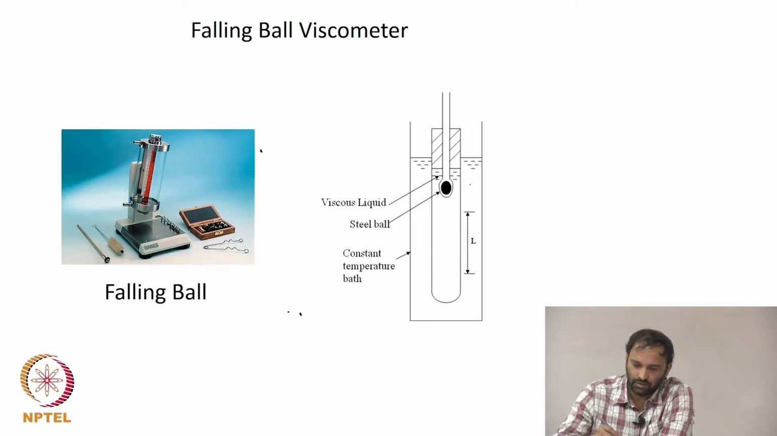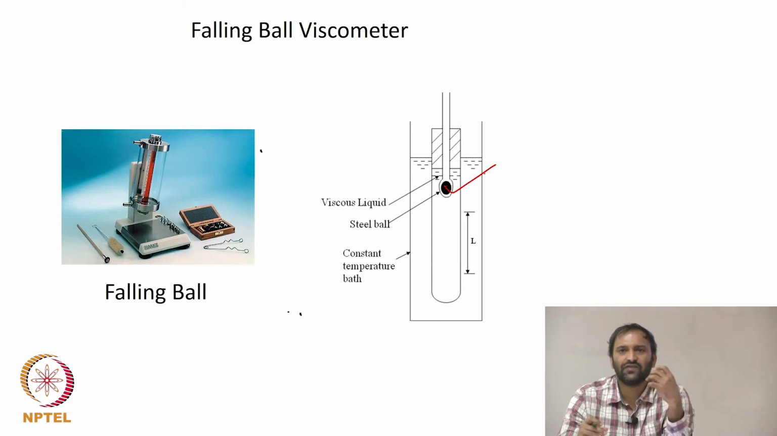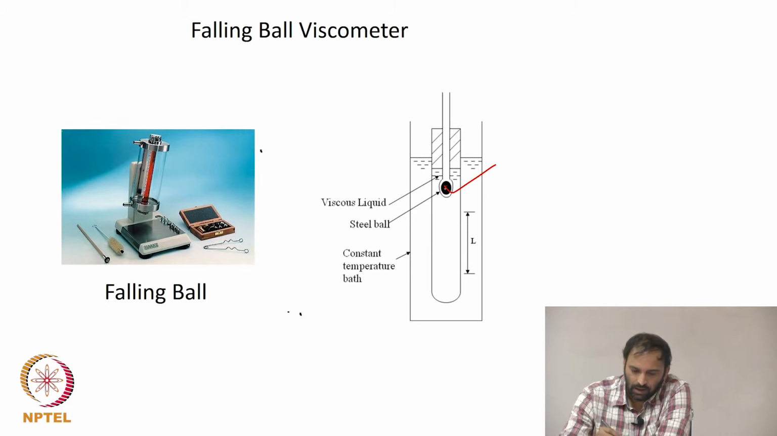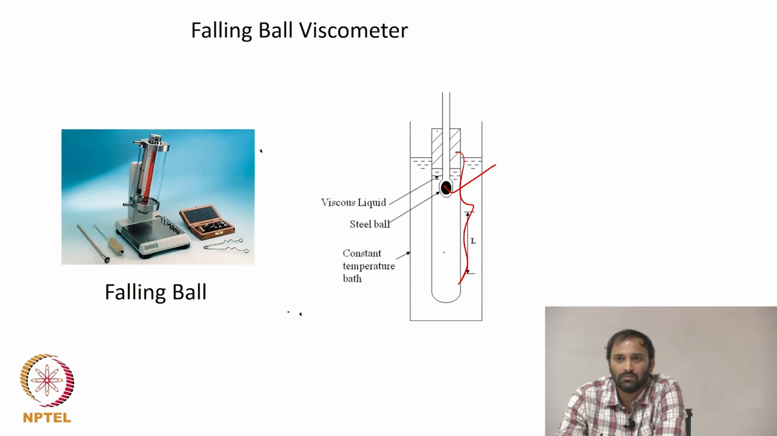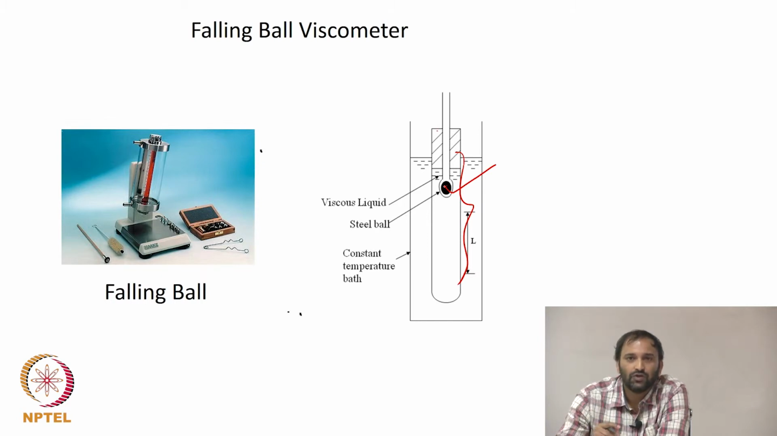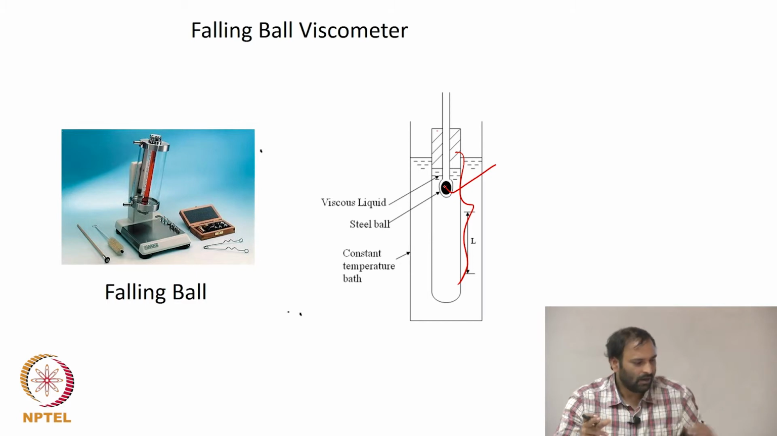So that's your spherical object, okay, typically a steel ball or some other material. And there's a column of liquid, the liquid is filled in this column, and of course it has to be a constant temperature bath, because you know that viscosity is a function of temperature as well, right. And then what you do is you make this object fall in the fluid, okay.